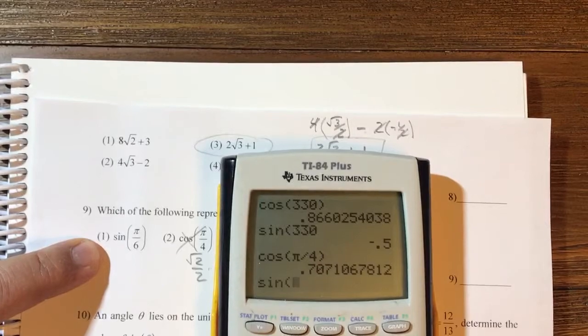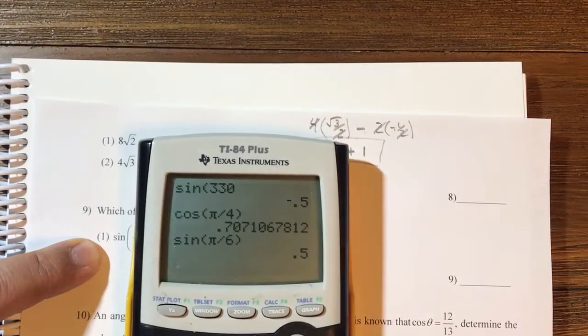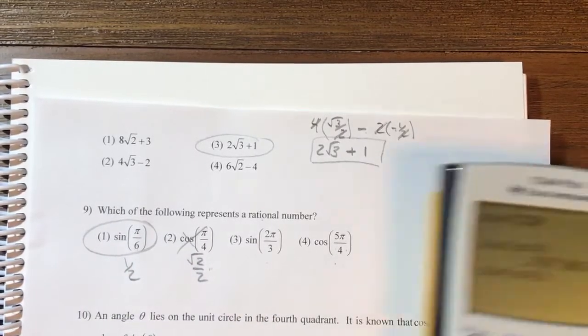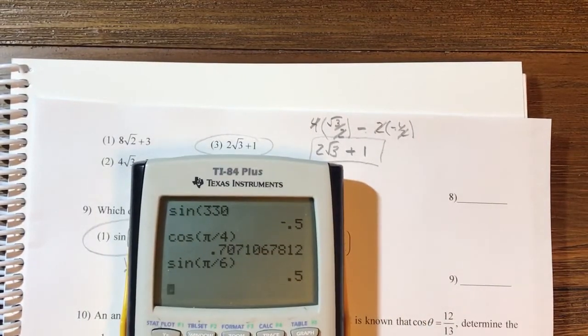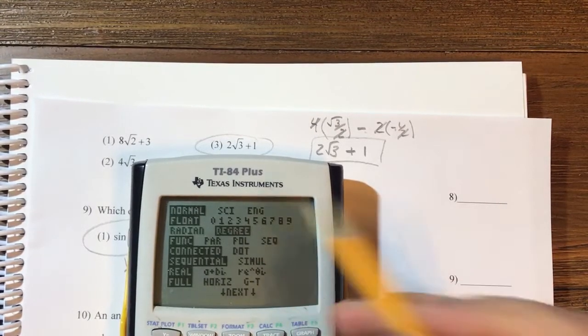I know the answer is this one right here. The sine of pi divided by 6. That comes out to be a terminating decimal number, rational. It's a half. There's the rational answer. Okay. Now, if you do switch into radian mode, I highly recommend you get back into degree mode because most of the stuff we do is in degrees.